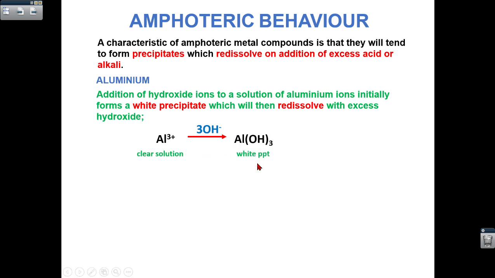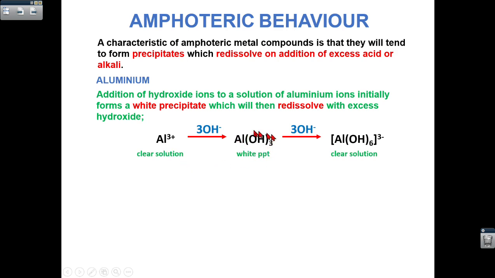However, if we add further hydroxide ions to that white precipitate, we'll see that precipitate redissolve, giving us a clear solution of aluminium hydroxide with 6 hydroxide ions surrounding the aluminium this time, as opposed to 3. Now, one tip here to try and remember what is a white precipitate and what is a clear solution is to think of the charge involved on the substance. So here we have aluminium with a 3+ ion. A charged material will tend to dissolve in water.